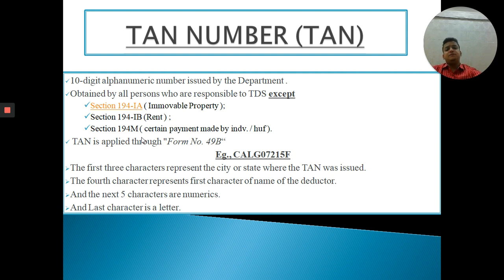For example, say we take a TAN number CALG 07215F. The first 3 letters represent the state or the city where the TAN is issued. The next character represents the first letter of the name of the deductor. Mind you, deductor, the one who is deducting the tax. The next 5 characters are numerics, and the last but not the least is the letter which is given. There is no basis for the last letter, it is just given.